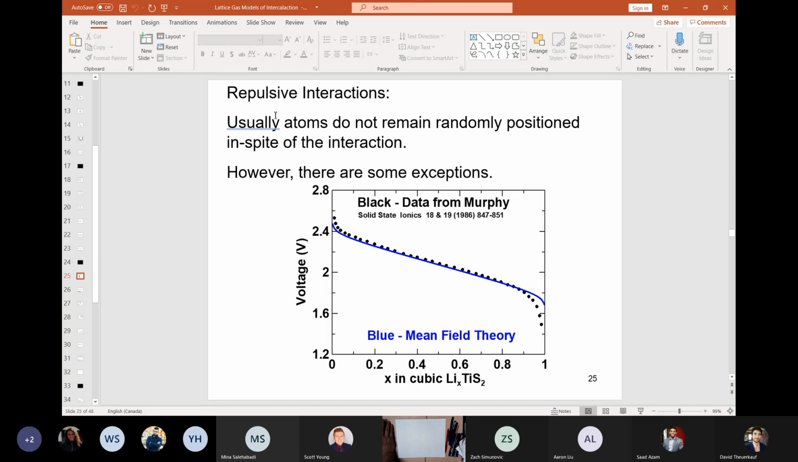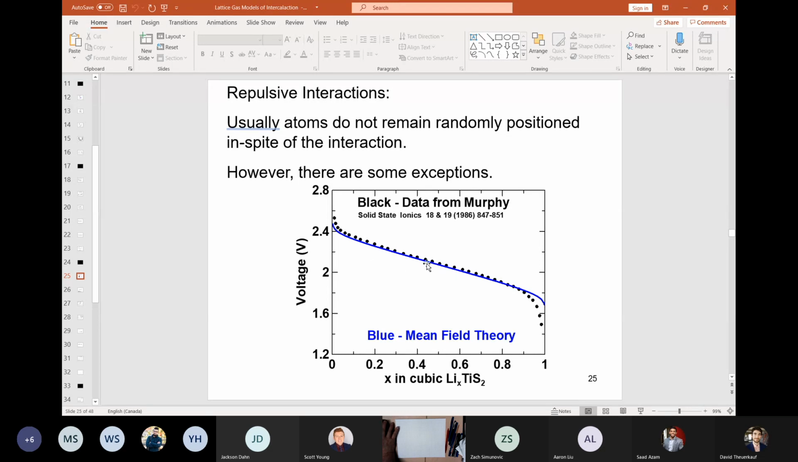So I want to talk about lattice gas models where we have repulsive interactions between the lithium atoms. And what happens in that case is usually the atoms don't remain randomly positioned in spite of the interaction, like has been happening up till now. There are some exceptions to this, which we'll talk about later.